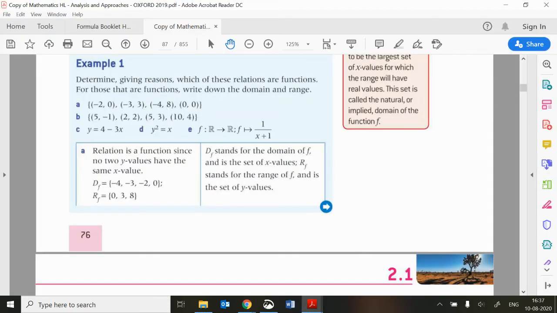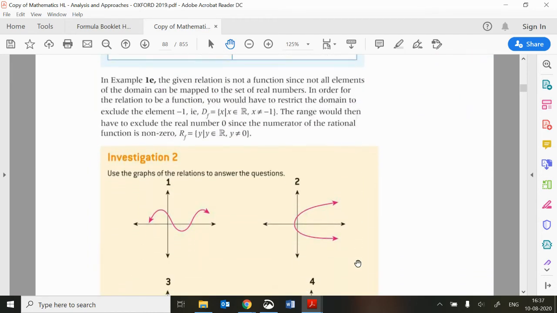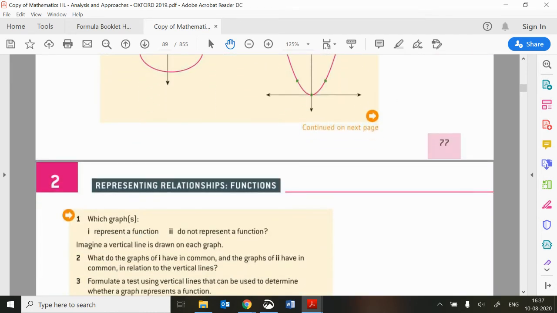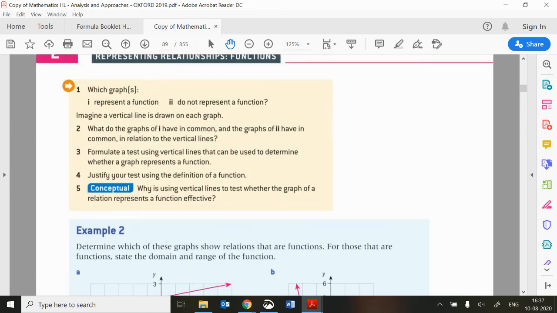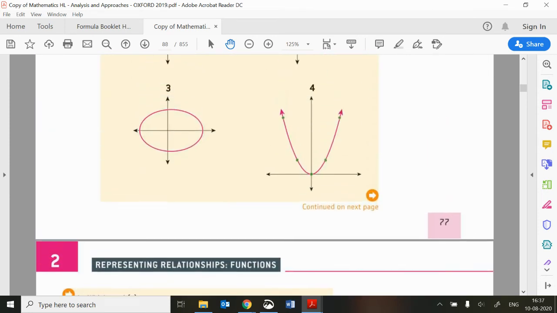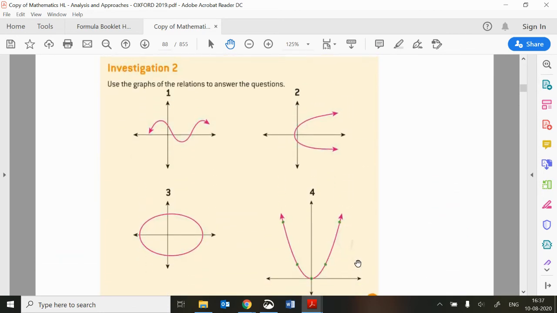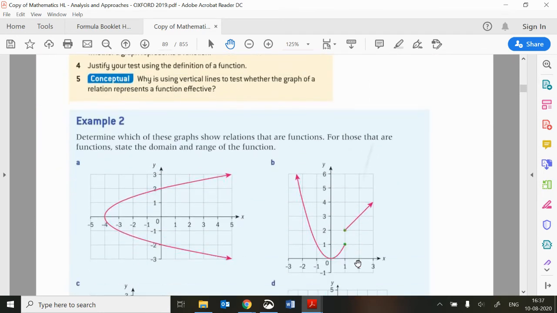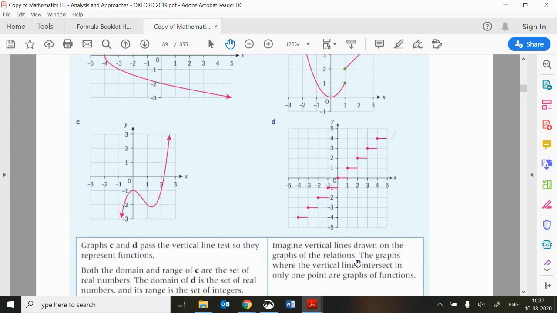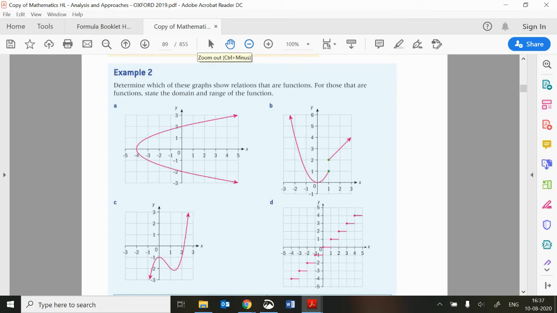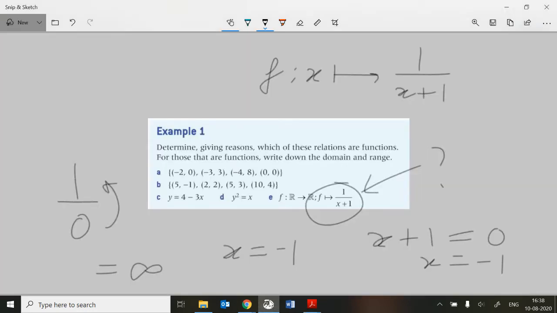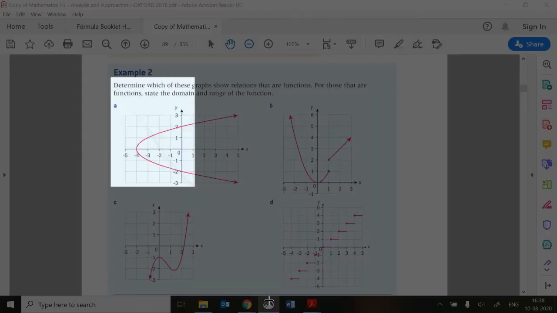Okay, let's look at the next ones then. So now this is where they talk about the vertical line test, but I've already mentioned that in investigation 2, so I'm not going to talk about that now. And example 2 now asks us, just make this a little smaller, to determine which of these graphs show relations that are functions. Let's take this one here.